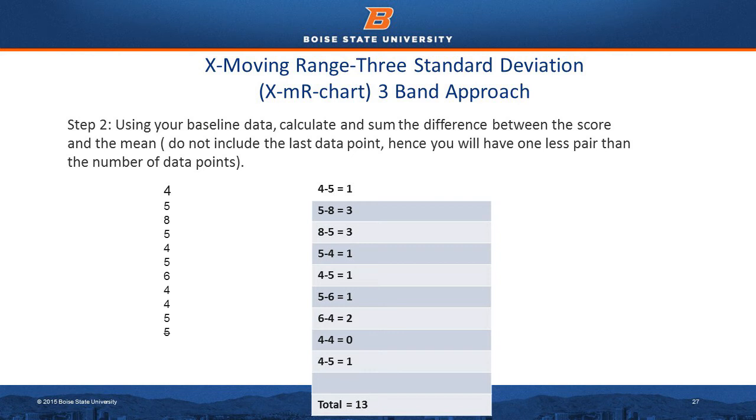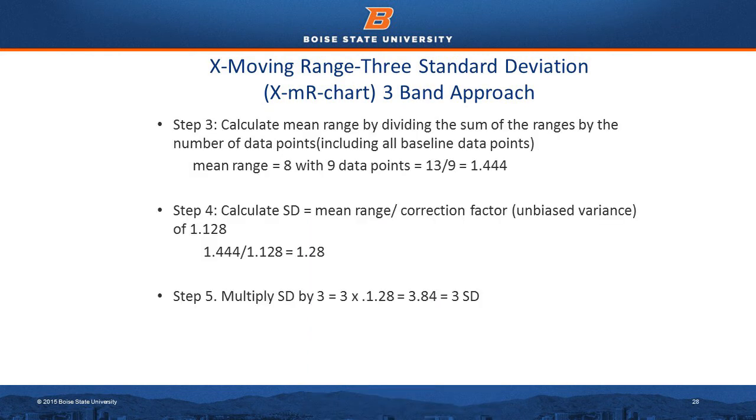The total is 13. We calculate mean range by dividing the sum of the ranges by the number of data points. Remember, it is one less than the number of data points. Instead of 10 data points, we would divide by 9. Therefore, 13 divided by 9 equals 1.444. Calculate the standard deviation by dividing the mean range by the correction factor. 1.444 divided by 1.128 equals 1.28. Finally, multiply the standard deviation by 3. 3 times 1.28 equals 3.84.